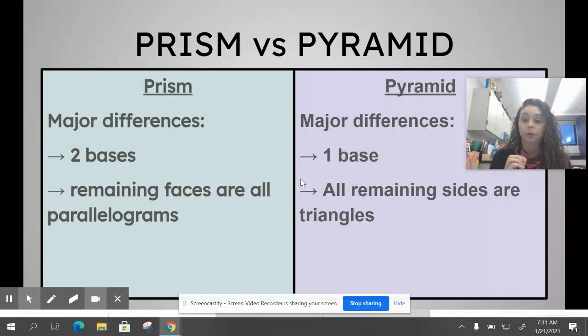These quick major differences will be really helpful if you ever are labeling shapes or trying to identify a shape. And whenever it comes to equations, it's going to be necessary to know if you're dealing with a prism or a pyramid.